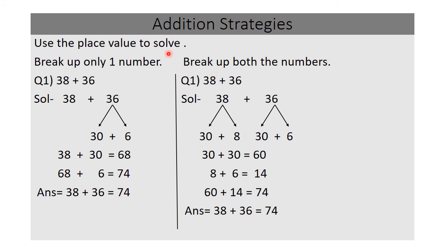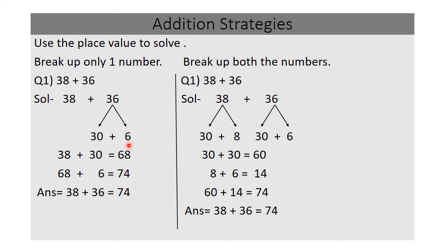So I have taken the same question. I'll be showing you how you can break up only one number and how you can break up both the numbers and get the answer. The question is we have to add 38 and 36. In the very first case I am going to break up 36 into two places according to its place value. So we have 3 tens and 6 ones, so we can write 36 as 30 plus 6.